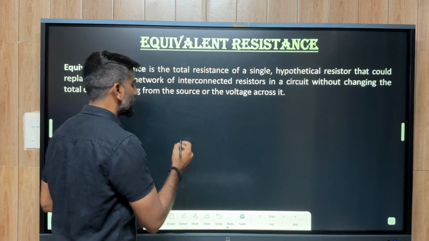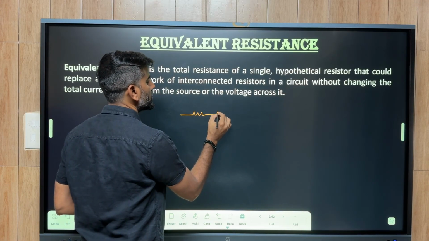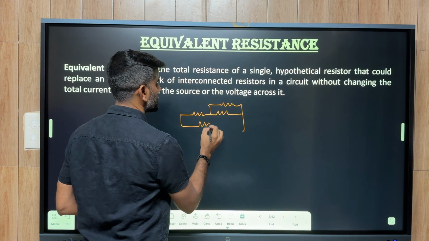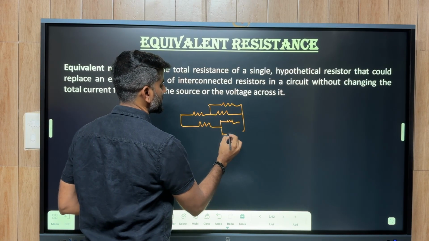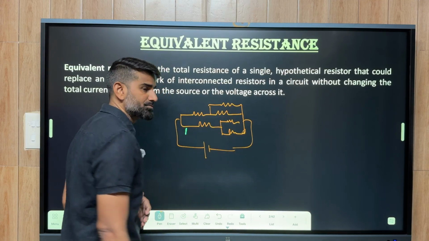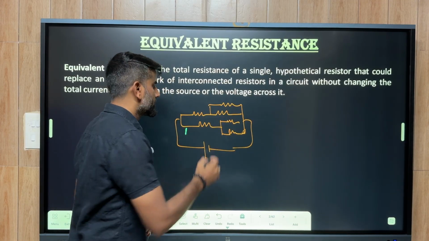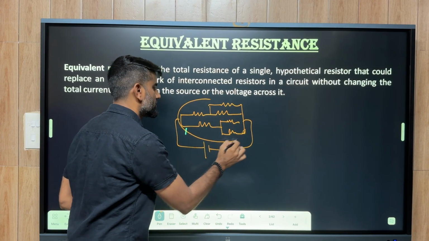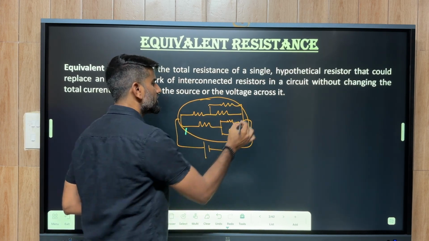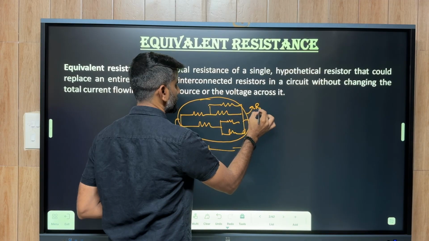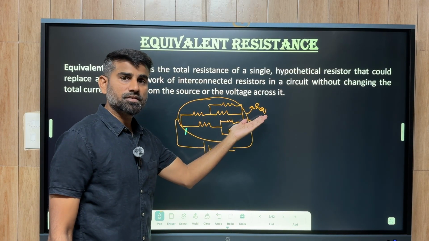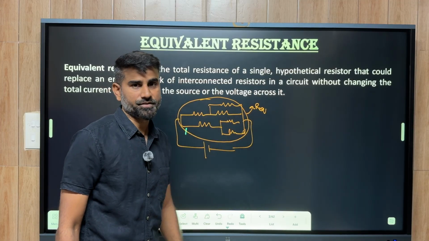If a circuit has many resistors in it, connected something like this, as many resistors as you can take, and if I replace all these resistors with a single resistance, that resistance is called equivalent resistance.